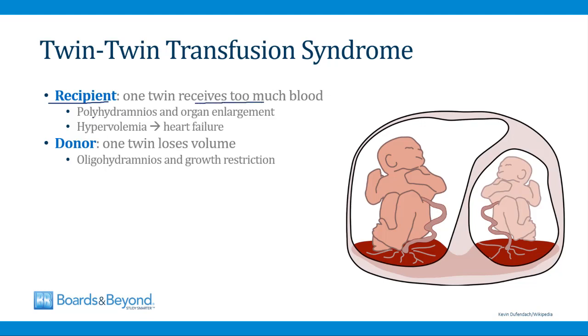So in the recipient twin, there will be polyhydramnios and organ enlargement. The recipient twin can also develop hypervolemia and swelling, and this can lead to evidence of heart failure. The other twin is the donor twin. This is the twin that loses volume. So on the donor twin side, there will be oligohydramnios and growth restriction.